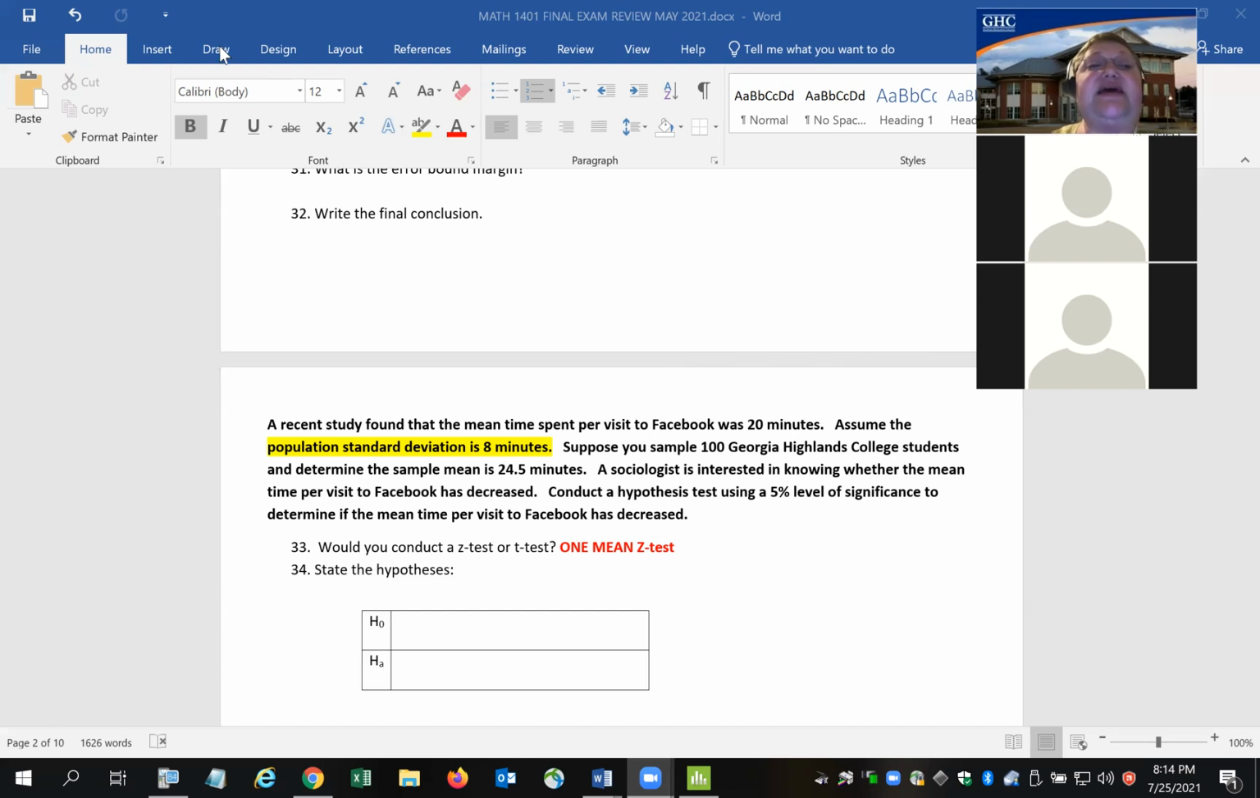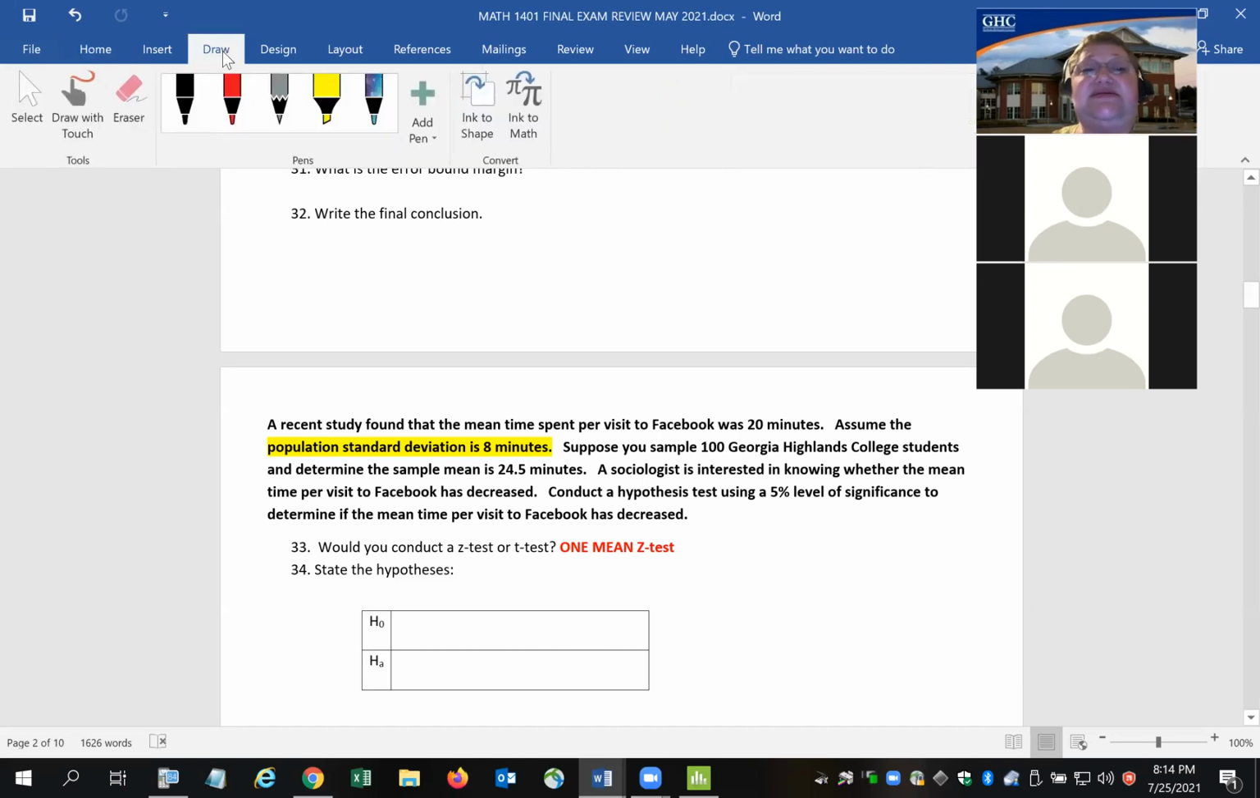So then the second step is to state the hypothesis. And I know initially that a number of you struggled with stating the hypothesis.